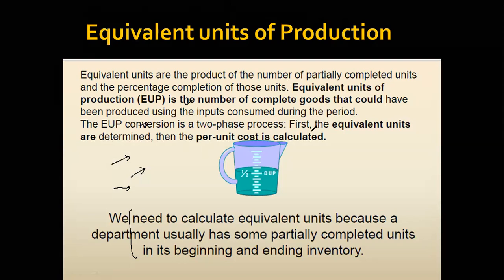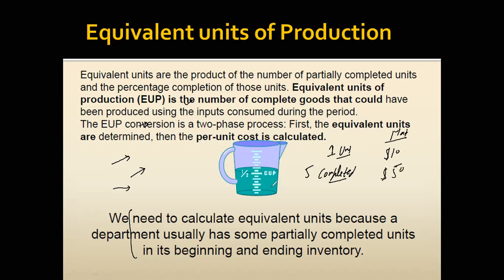Let us first develop the understanding of what is the meaning of equivalent units of production. Students, here I'll give you an example. Say to complete 1 unit, I have to spend $10 for the material. Correct? So students, for 5 completed units, how much will I spend? I'll have to spend $50 of material cost in order to complete 5 units.